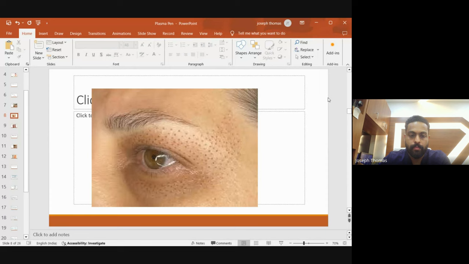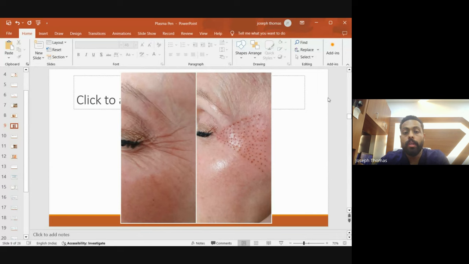And this is a picture where a person has done only for the crow's feet. So even this can also be done. So you can see a particular percentage of tightening even during the procedure, and after, like, in a month's time, where the regeneration happens, you can see more tightening during that time.